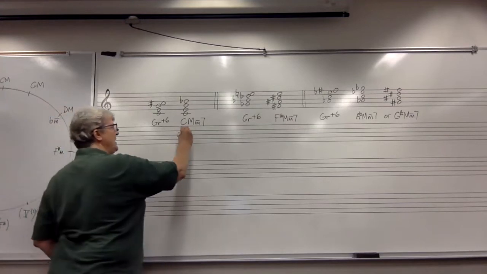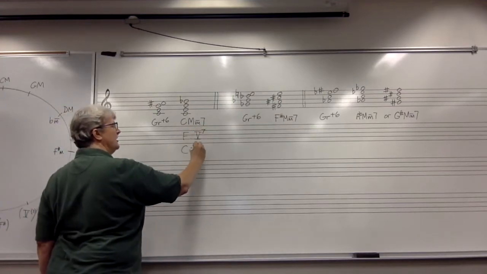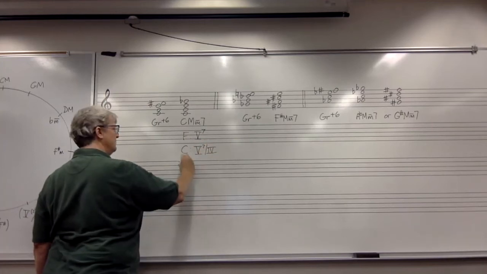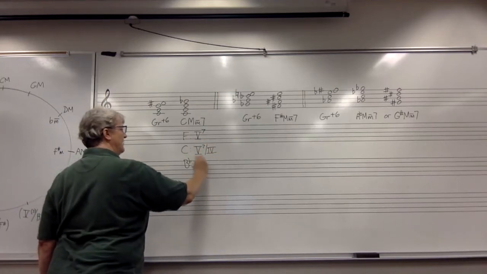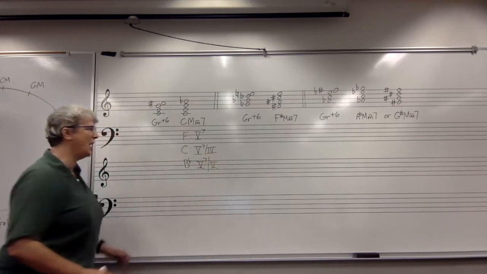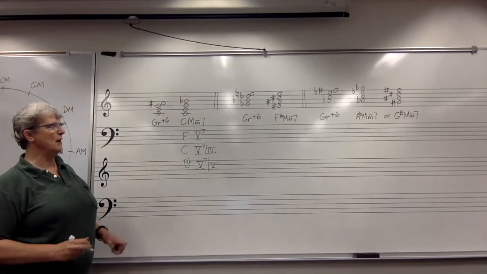In the key of F major, this would be V7. In the key of C major, this would be V7 of IV. And in the key of B flat major, this would be V7 of V, just to name a few of the most common uses for a major minor seventh chord.